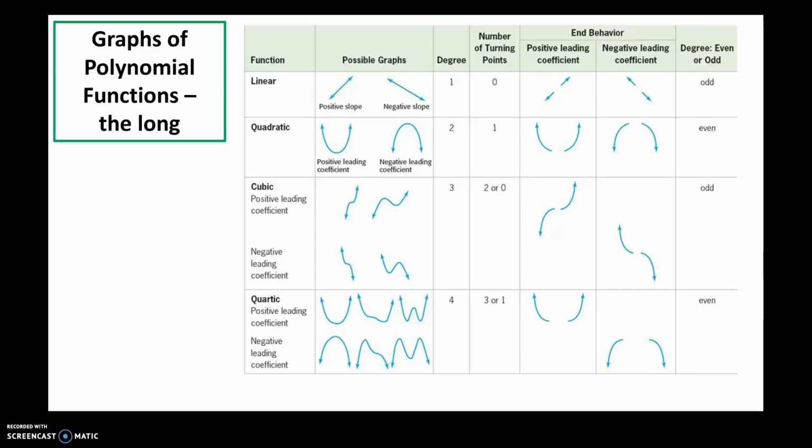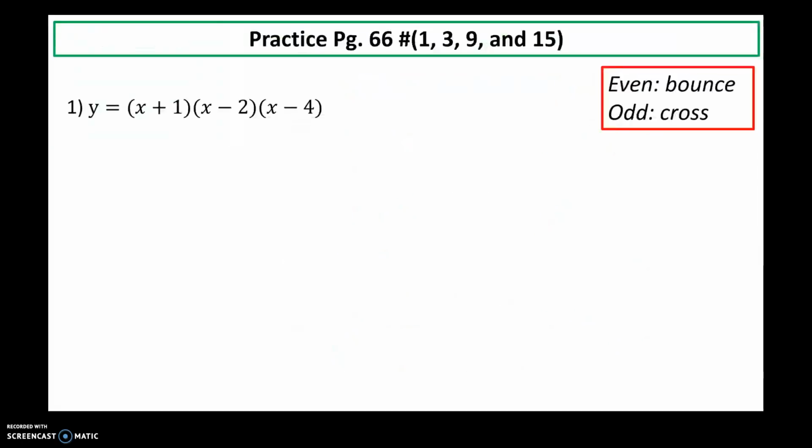So the long of it: this nice chart gives you functions from linear to quartic, and it gives you examples of what all the different functions can look like. Here's our degree. That never changes. We have turning points, we have end behavior, and we have the degree. And this is all listed. You're going to see that when we start graphing these functions, they're going to correspond to exactly what one of these possible graphs looks like. These are right from the textbook.